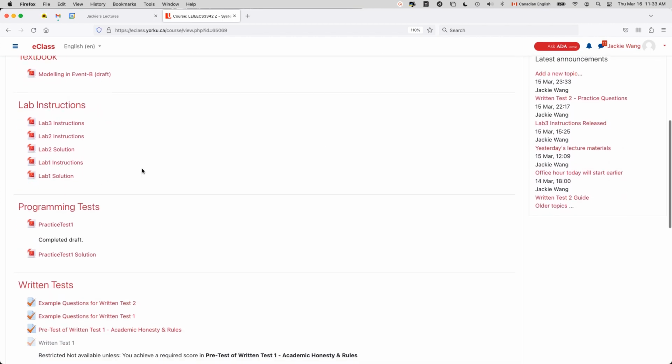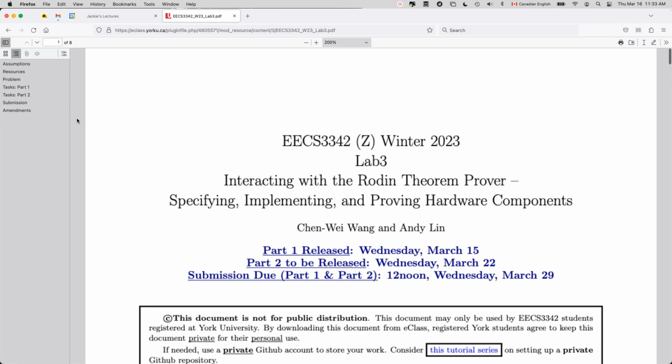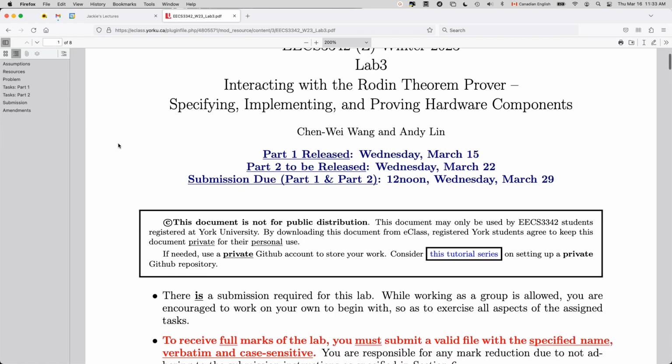So if you go to the E-class, there you will see the lab number 3 instruction. Notice that for this lab, I divided it into 2 parts. Part number 1 is a very familiar format that you have been doing for your lab number 2, the practice programming test, and the actual programming test. Just given some problem description, create some machine. But in this case, it's not even a machine, just the context. So that'll be part 1.